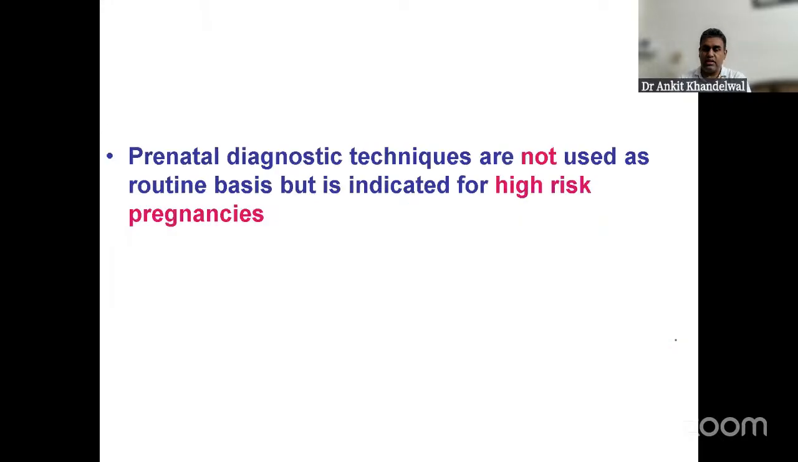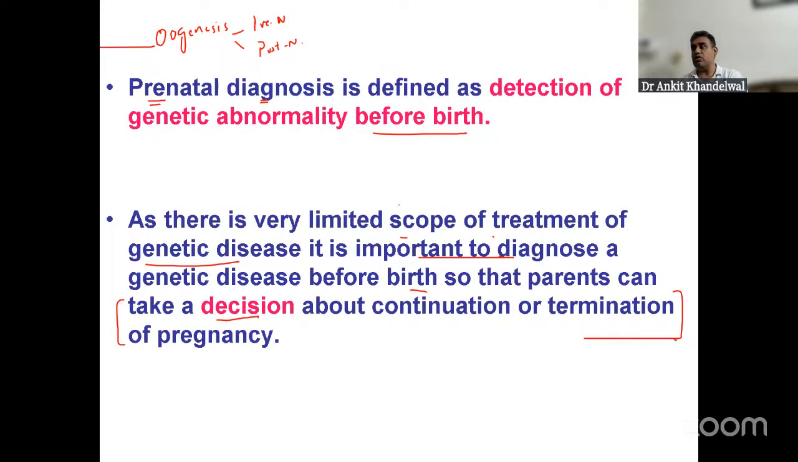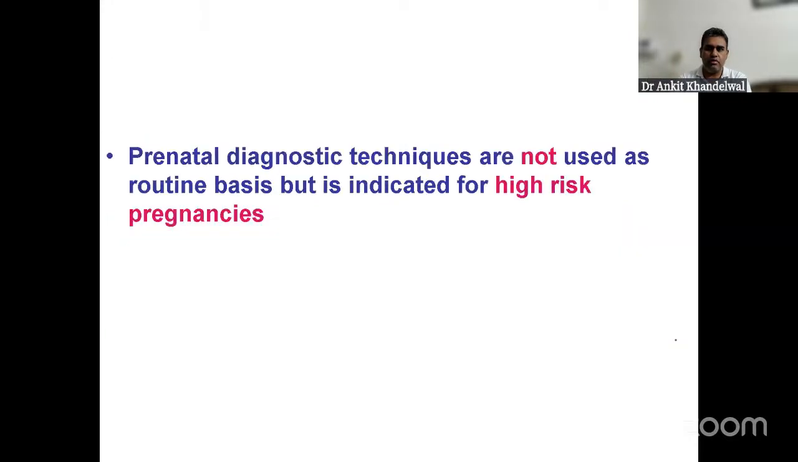So that is actually very preventive, because if you don't tell them and the child is born, they might never know whether they would have had a chance to have it or not. That is a totally different thing. You should know this. Prenatal diagnostic techniques are not used on a routine basis, but as indicated for high risk.